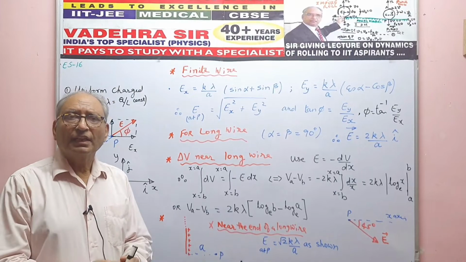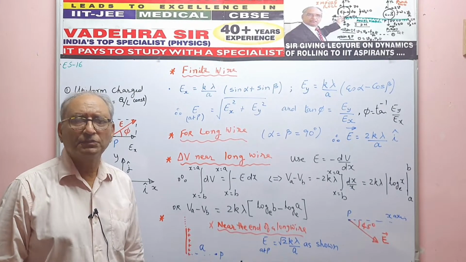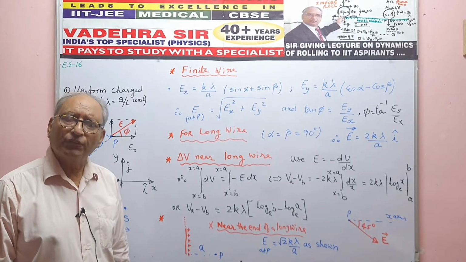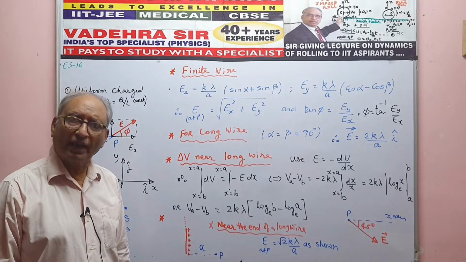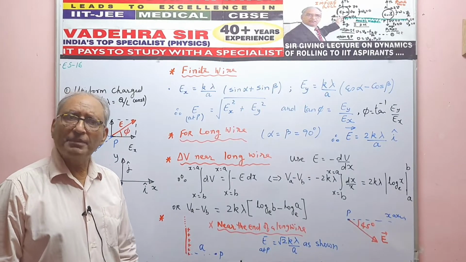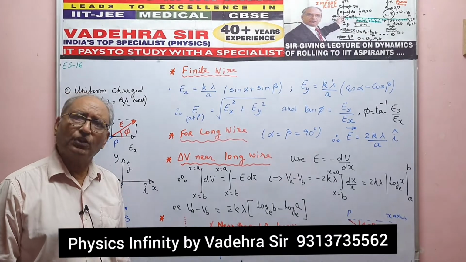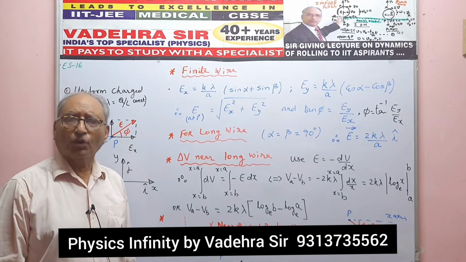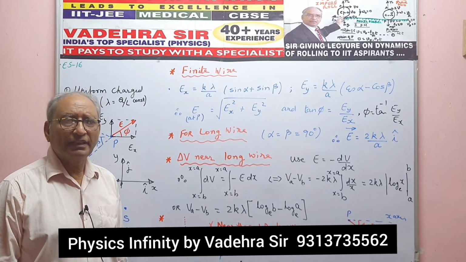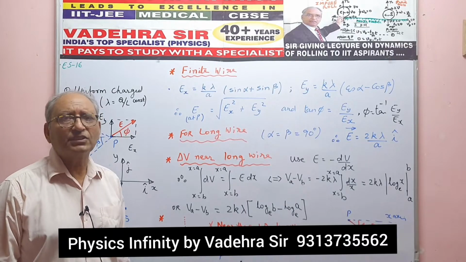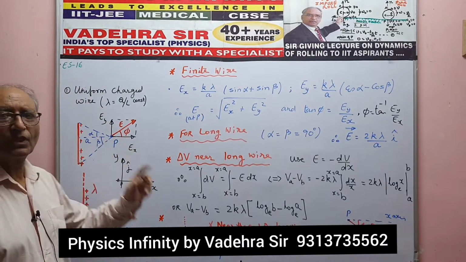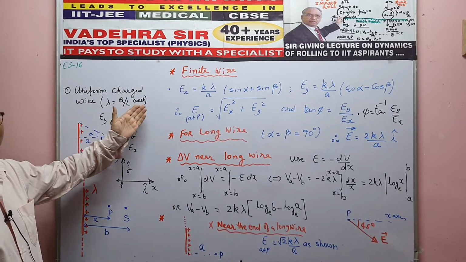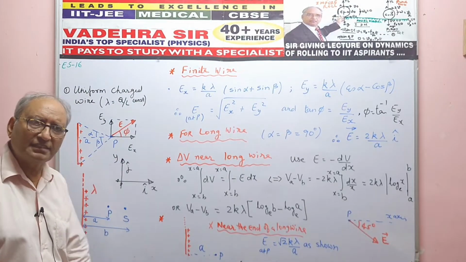Hello guys, in this video I am going to talk about the intensity and potential near a uniformly charged wire. The wire may be finite or infinite. I am going to take on both the cases. The wire or the rod or the thin cylinder is having uniform linear charge density lambda equal to Q upon L. So lambda equal to Q upon L, and that is constant, linear charge density.